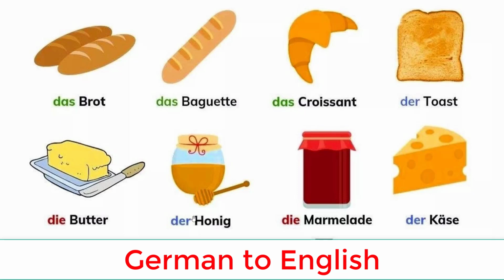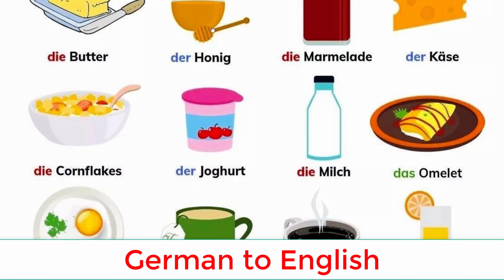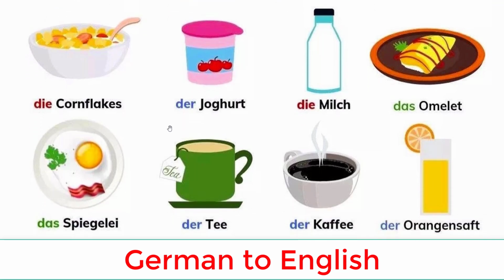Der Honig, the honey. Die Marmelade, that means the jam, I mean the fruit jelly you can say. Der Käse, the cheese. So next, die Cornflakes, that means the cornflakes made from corn.